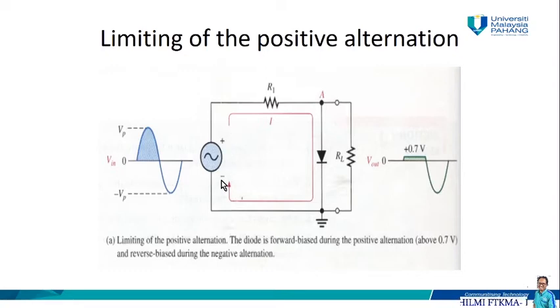So the current is going to flow in reverse directions. It will not pass the diode, but it will flow through the load resistor, and basically we are going to have the output voltage and the input voltage be the same. Okay, it will not be limited or clipped.